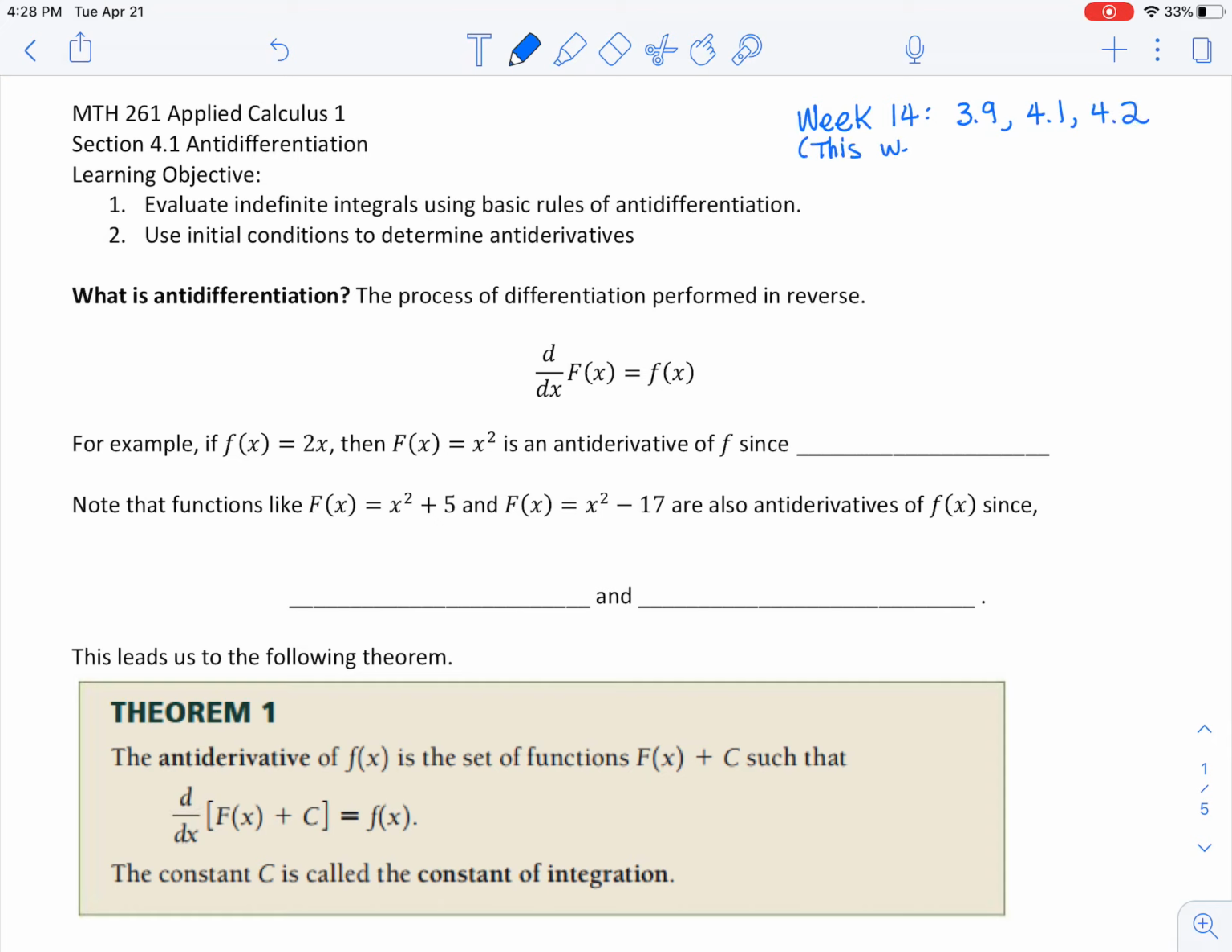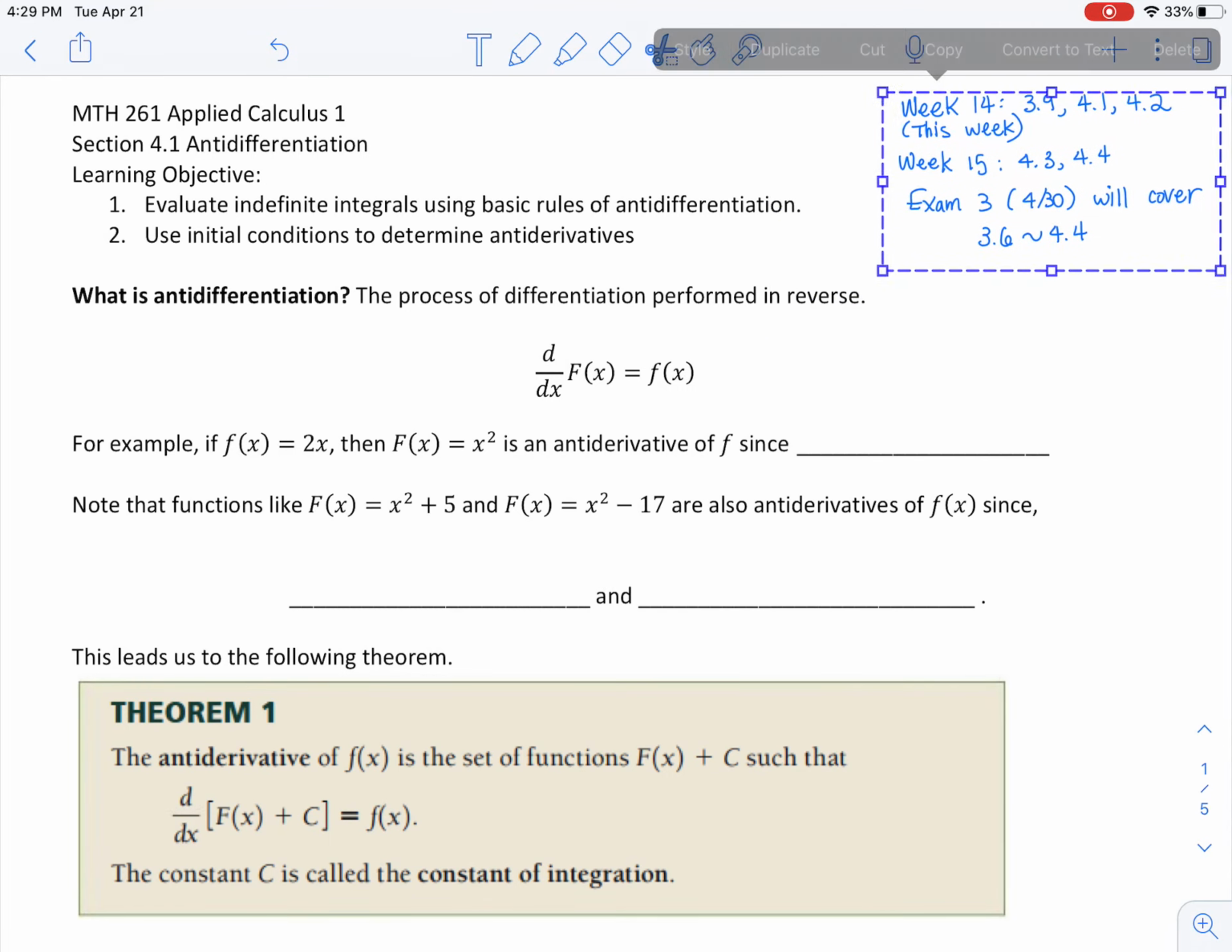All right, let me write down. So today, this is week 14 right now. This week we're going to go over 3.9. We did related rates, 4.1 and 4.2 this week. Week 15, we're going over 4.3 and 4.4, and that's where I'm going to stop for exam 3. Exam 3 is on April 30th that I have planned.